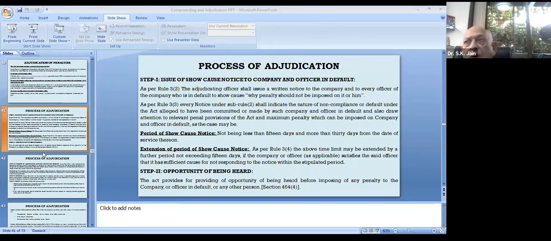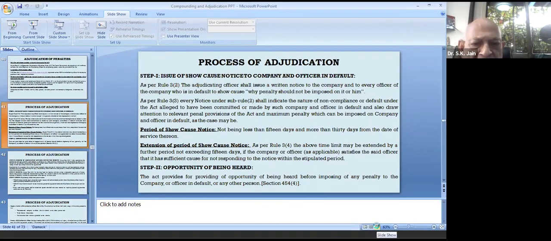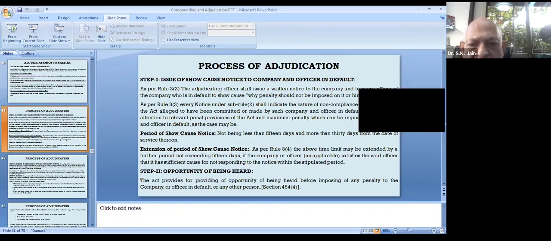Now, if you want to avail hearing, then I will deal with extension of period of show cause notice. As per rule 3.4, the above time limit may be extended by a further period not exceeding 15 days if the company or officer as applicable satisfies the said officer that it has sufficient cause for not responding to the notice within the stipulated time.